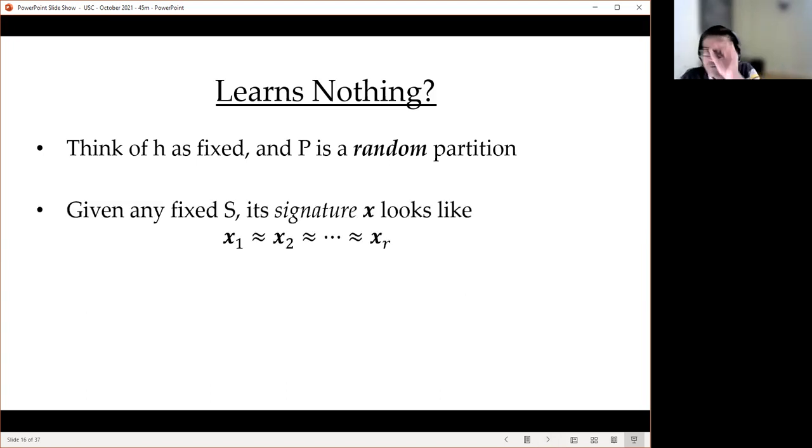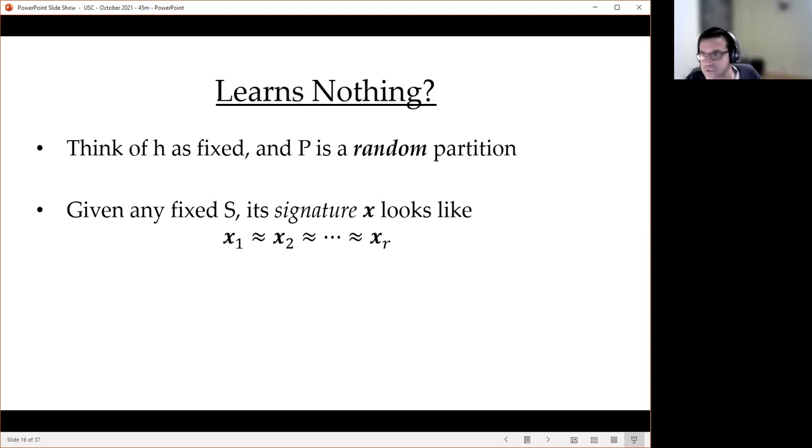Now, suppose you make a query at set S. Suppose you are in the round 1 and you make a fixed query at set S. Then, if P is random, right? So P is random. The signature of S with respect to P. What is the signature? X1 is counting how many elements from P1 does S have. X2 is counting how many elements from P2 does S have, and so on and so forth. So if P is a random equipartition, then I claim with high probability the signature will be looking very similar to each other. So the number of elements from P1, number of elements from P2, number of elements from PR will be roughly the same up to standard deviation.